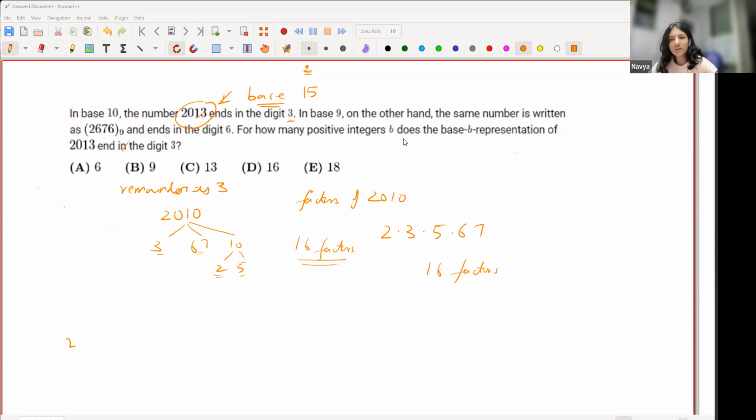I have a question. Yes. In AMC10, are calculators allowed? No, not allowed.